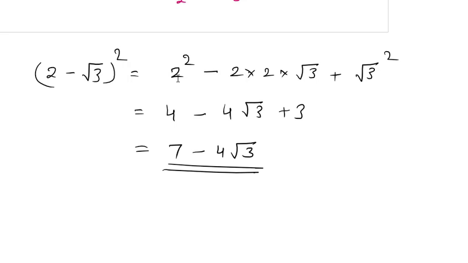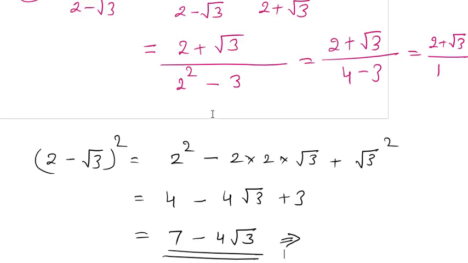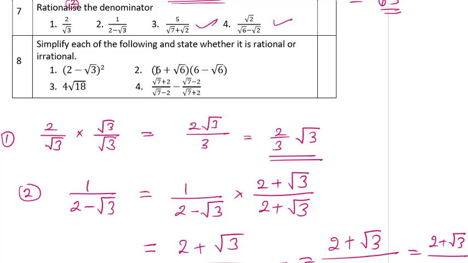Now this 7 minus 4 root 3 is an irrational number. Whenever I add or subtract a rational number and an irrational number, the final answer will be irrational. So this is an irrational number. Now let us see the second question: 6 plus root 6 into 6 minus root 6. So here what will you do? Here you are going to use the a plus b into a minus b formula. The third question is 4 root 18. You will simplify this 4 root 18.